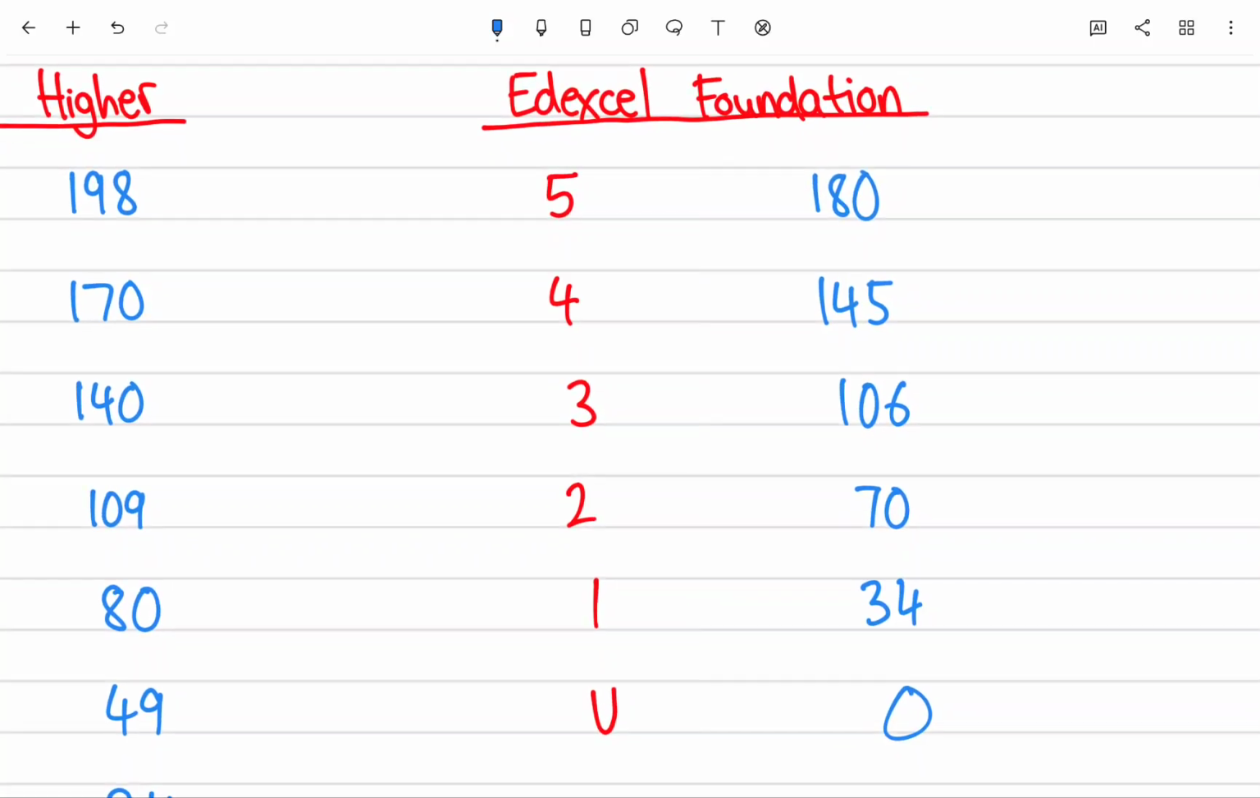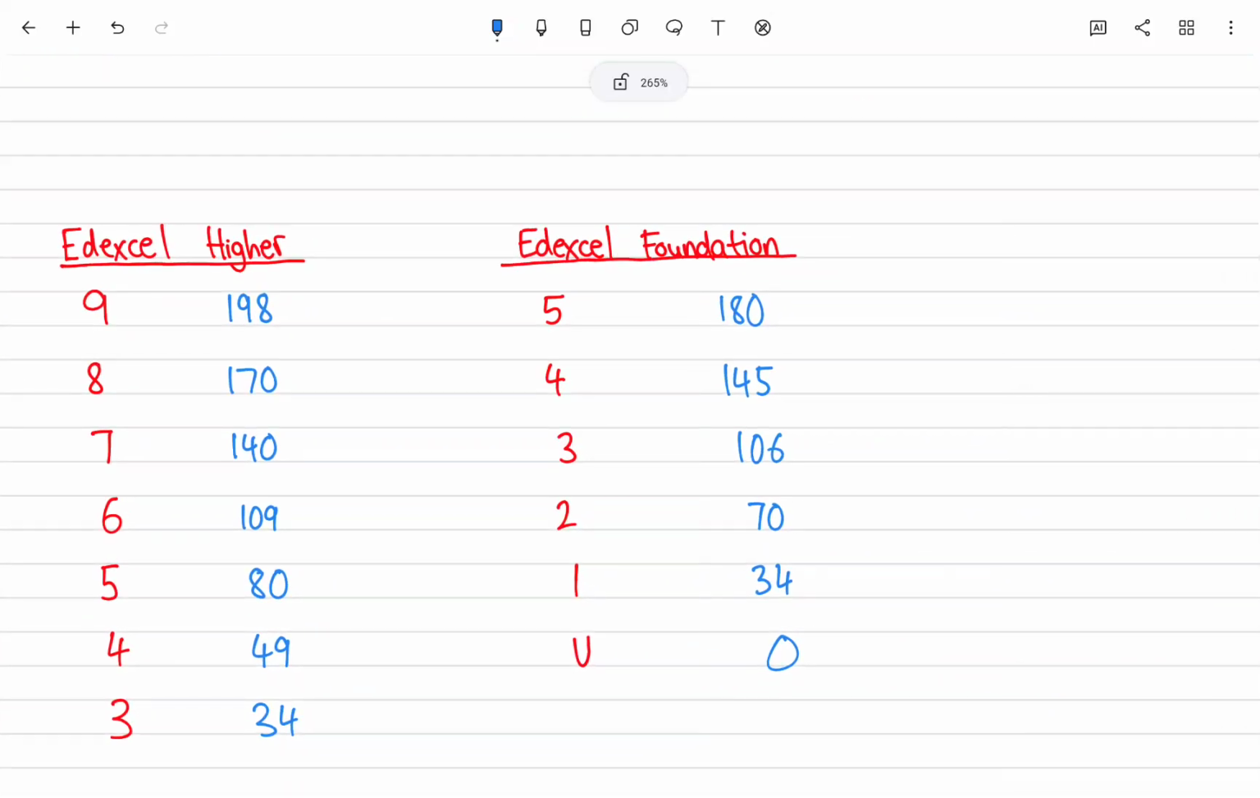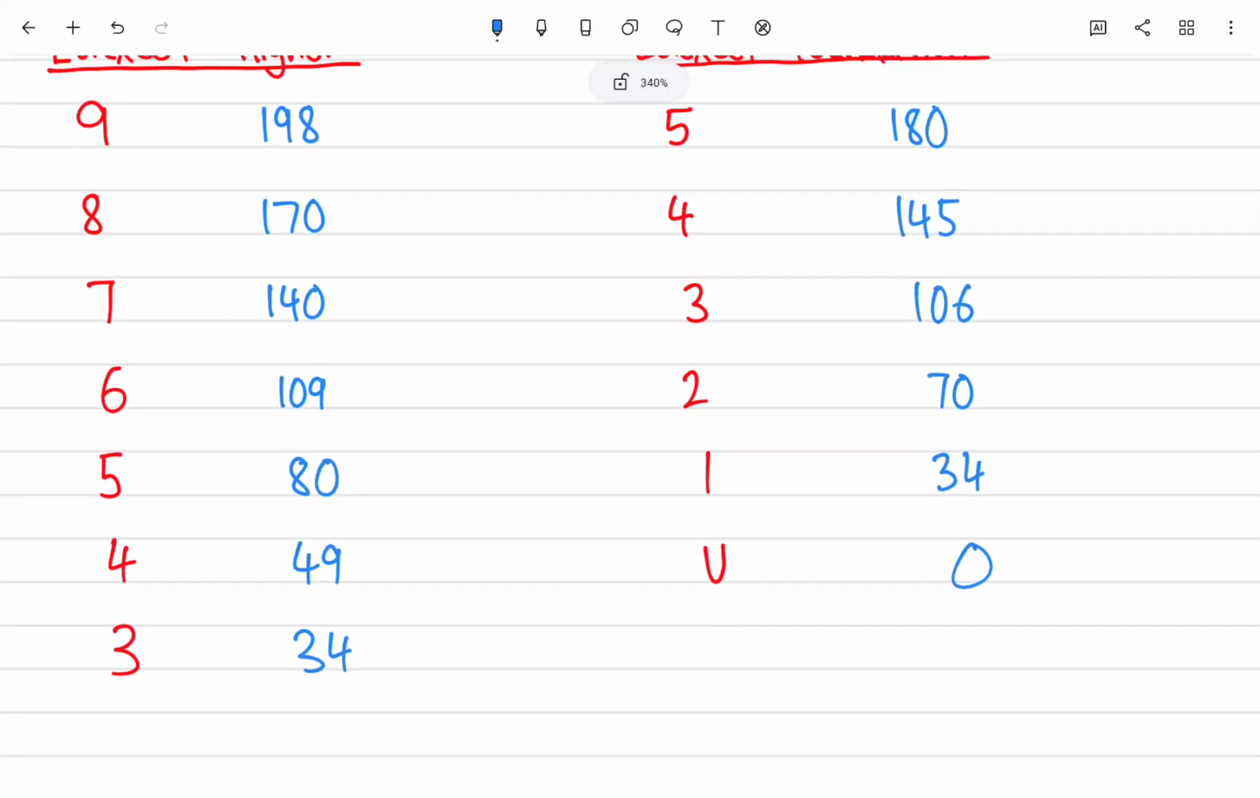And on our right-hand side, we've got EdExcel Foundation. So to those of you who sat the foundation paper, grade 5, 180 marks, grade 4, 145. So this is, again, a predicted grade boundary.